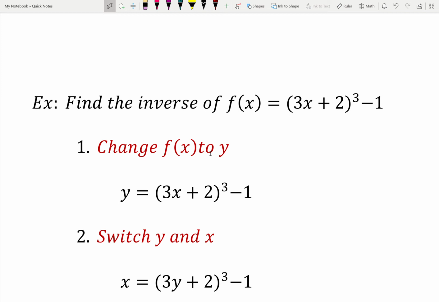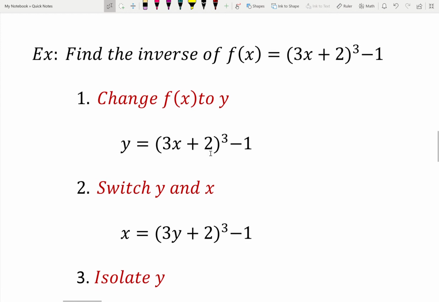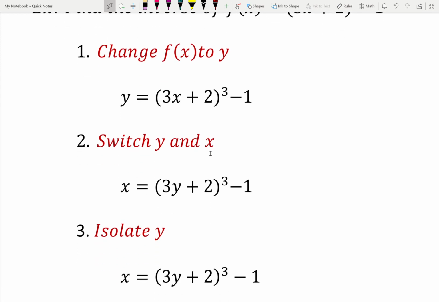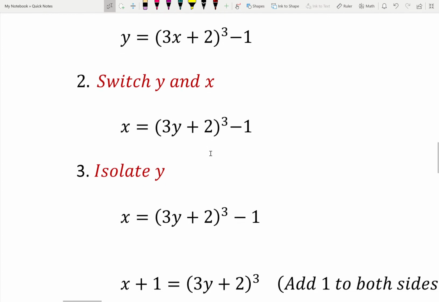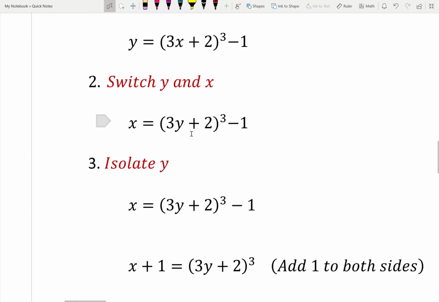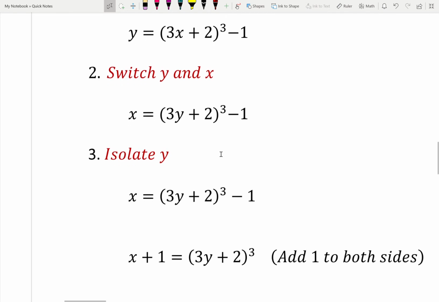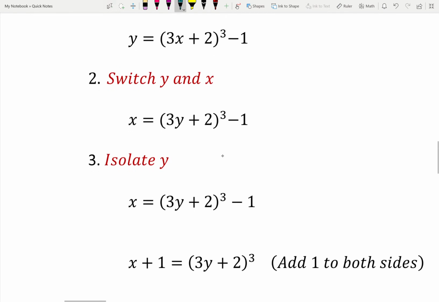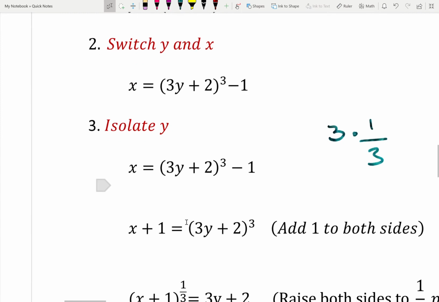All right, now it's algebra time. Now we have to isolate y, get y by itself. The first thing I'll probably do is add 1 to both sides. If I add 1 to both sides, I get x plus 1 equals (3y plus 2) cubed. Okay, so I want to get y by itself here, but the problem is it's trapped because of this exponent. So I have to get rid of this exponent. If I have an exponent of 3, in order to get rid of it, I have to multiply it by 1 over 3. So I'm going to raise both sides of my equation to 1 over 3.